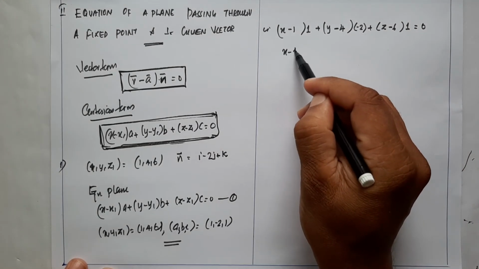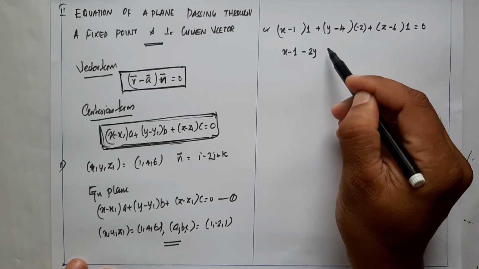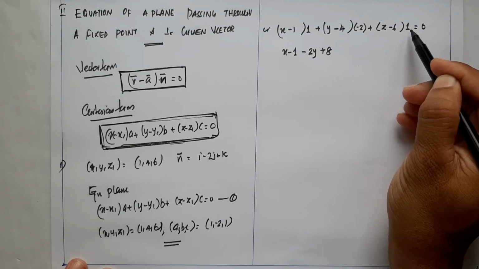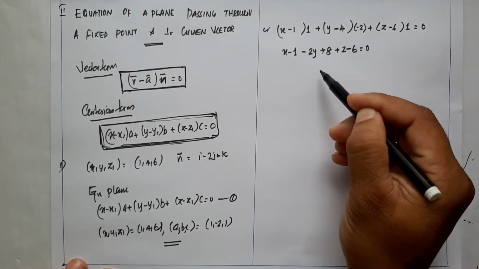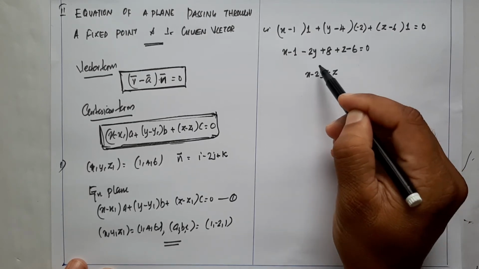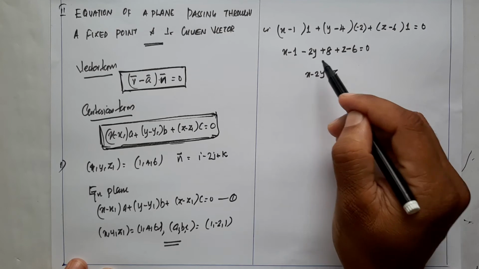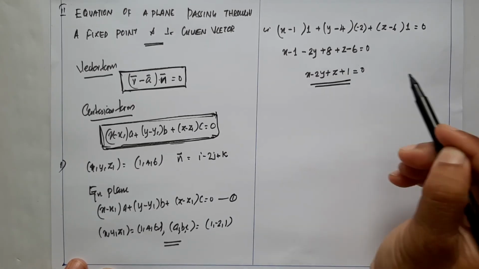That is x minus 1, minus 2y minus 4 into minus 2 is plus 8, then plus z minus 6 equal to 0. That is x minus 2y plus z, 8 minus 6 is 2, minus 1 is plus 1, is equal to 0. That's the equation of the plane.